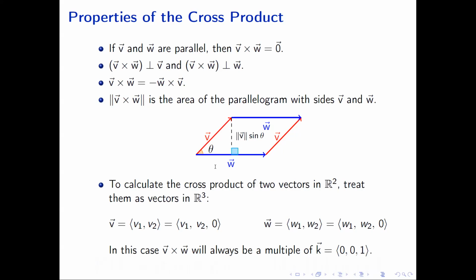Now, if you want to find the cross product of two vectors in R2, treat them as vectors in R3. So if you have a vector v equal to v1 and v2, instead of writing it like that, write it as v1, v2, and 0. And same thing for w. They're kind of equivalent because v1 and v2 can be considered as a vector in the xy plane, and therefore in the xy plane your z value is going to be 0. In this case, v cross w will always be a multiple of k. That is 0, 0, and 1, the standard vector k.